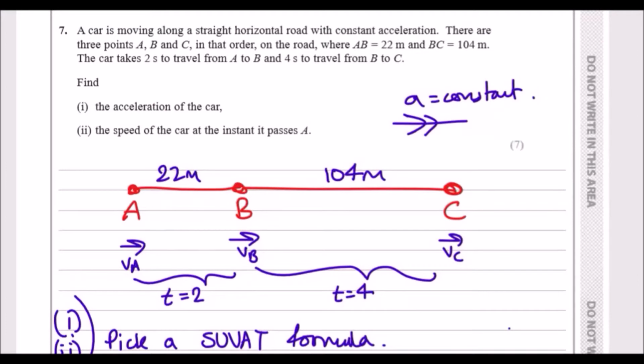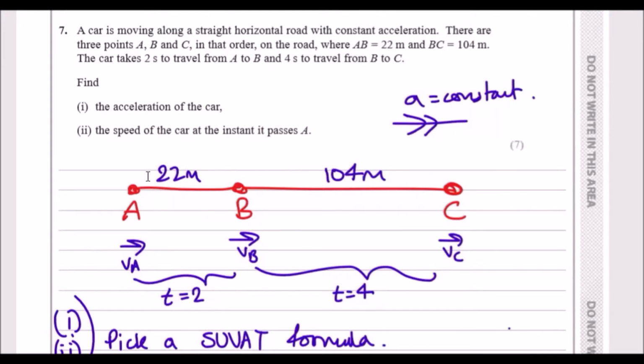So here we go. A car is moving along a straight horizontal road with constant acceleration. There are 3 points, A, B, and C, in that order on the road, with A to B, the first part, which I drew over here, being 22 meters, and from B to C, which is 104. So guys, always make sure you sketch this as you go along. Makes life easy. And of course, draw the acceleration going from A to C, okay?